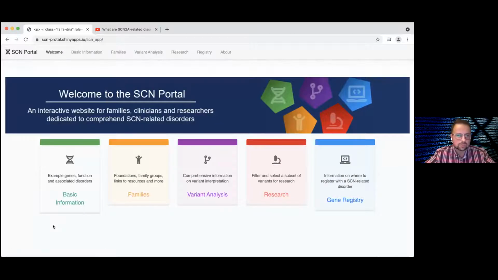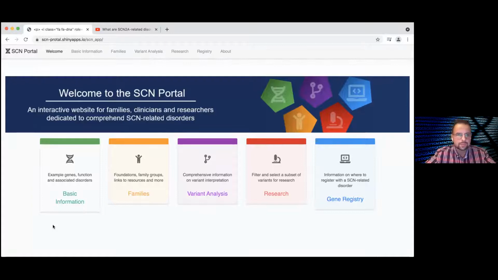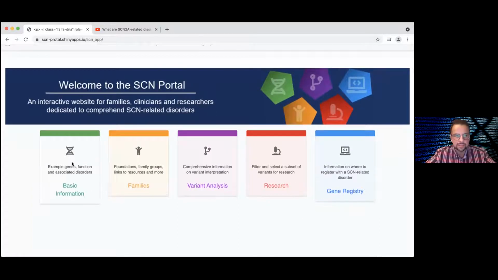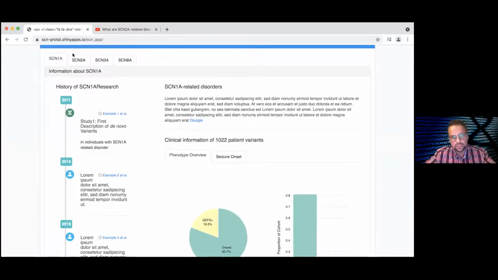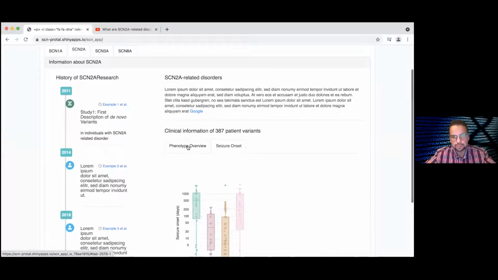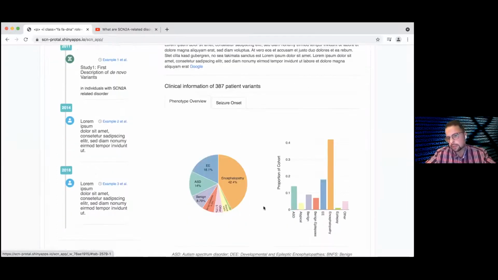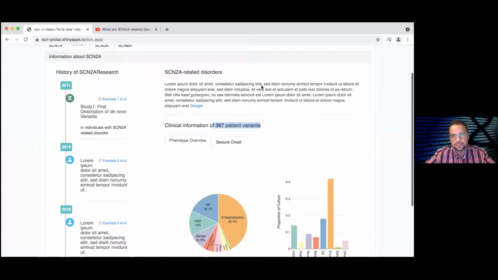So that's a rough draft of the SCN portal. But it's empty, right? And this is ugly, but we'll work on this. You can see, for example, like you had with the GRIN genes here, you now have the sodium channel genes here. And you can look, for example, at 387 patients which have data for SCN2A.